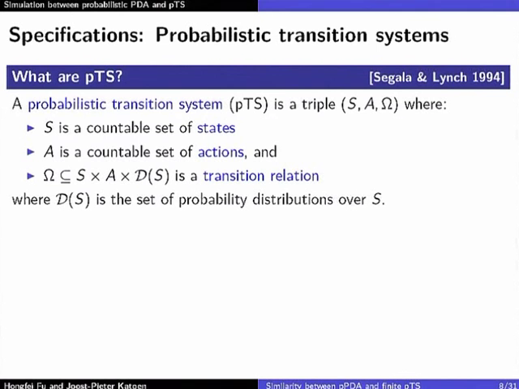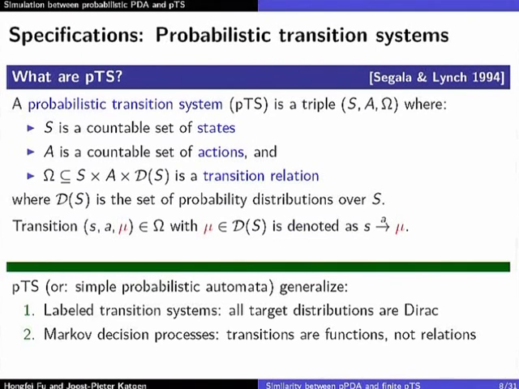Good. So for generalized labeled transition systems, if you take all distributions to be Dirac, which simply means with probability 1 you go to one specific state, you just have a labeled transition system. You get Markov decision processes where the transition relation is simply a function and not a relation. Okay? So if you're more familiar, more happy with MDPs, you just use MDPs.